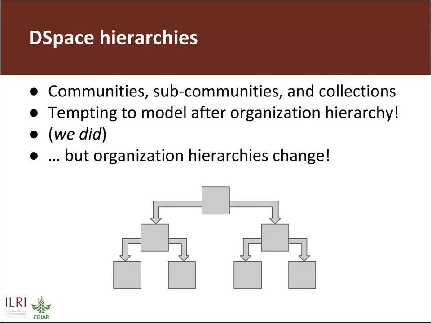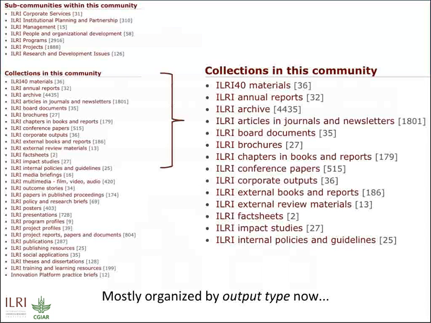So what we ended up doing is, this is a screenshot taken from ILRI's community on CGSpace as of a few days ago. You can see mostly it's collections, but then a few sub-communities which are pretty institutional and don't change. But generally, we organize our repository by outputs now. So the output type, you can see, for example, the fact sheets and impact studies and publications, etc., posters.